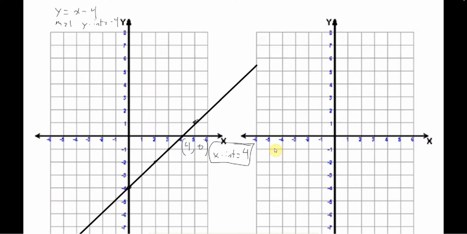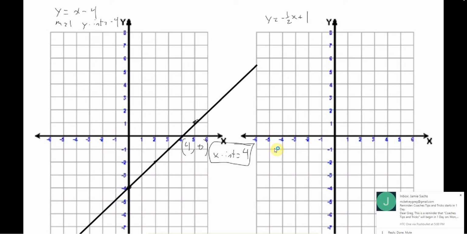Let's do the next one together as well. So let's first write our equation down. Y equals -1/2 x plus 1. This one has a little bit more interesting of a slope. Is it in slope-intercept form? You betcha. And our slope, if we identify it, is -1/2, and our y-intercept is +1.